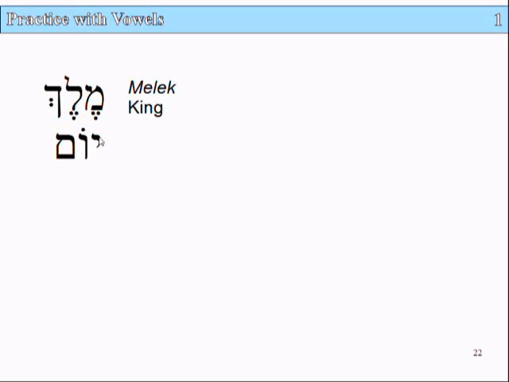So this is a y sound, because it's called a yod. This is a holom vav vowel, so it has an o sound, and this is an m sound. It's a mem. So it's y-o-m, yom. Here we have a y, here we have an o, and here we have a mem. Remember, Hebrew goes from right to left, and English goes from left to right.